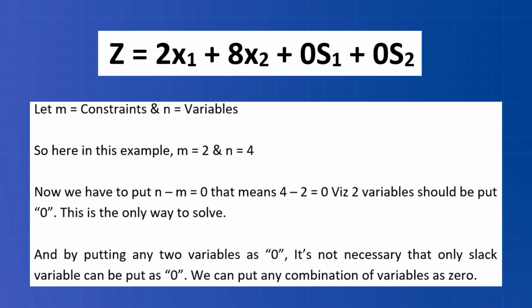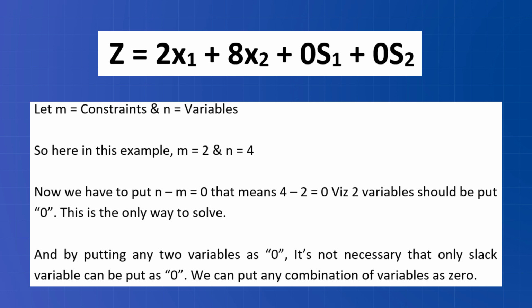Now let's say m is the number of constraints and n is the number of variables. So here in this example, m is equal to 2 and n is equal to 4. Now we have to put n minus m variables equal to 0. That means 4 minus 2 is equal to 2. That says that two variables should be put 0. This is the only way to solve using simplex method.